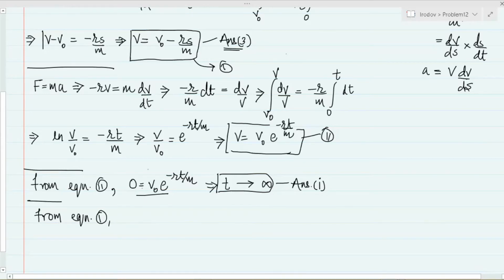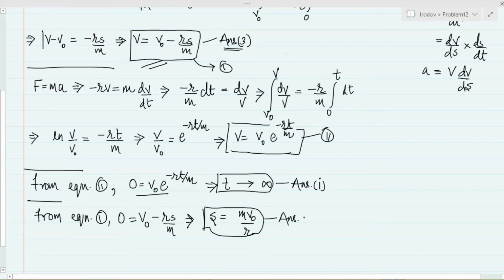The velocity, the equation number 1, it's right here. The velocity when it stops becomes 0, v naught minus rs divided by m. This implies that s, the distance it travels, is equal to m v naught divided by r. Okay, we have another answer here. Answer number 2.